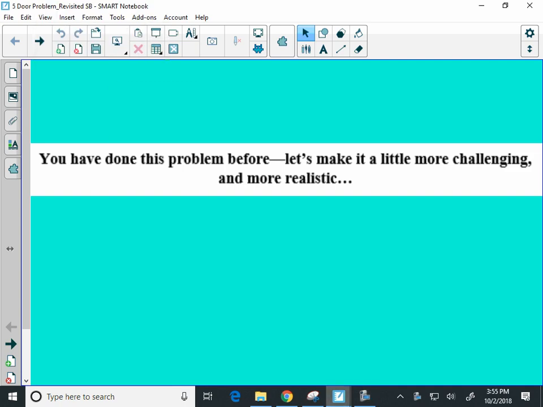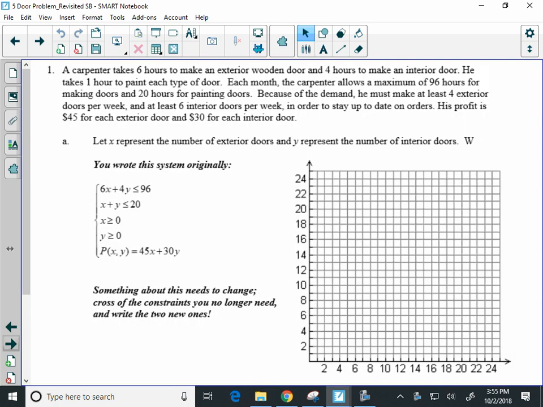Revisit the door problem, which is number 1 on your group work practice here. You should have done number 1. Now, what I have here is a very similar scenario with only some slight changes. If you look here, and we'll talk through this, we'll figure out where these equations come from, but this system right here is what you should already have for number 1 in your group work packet.